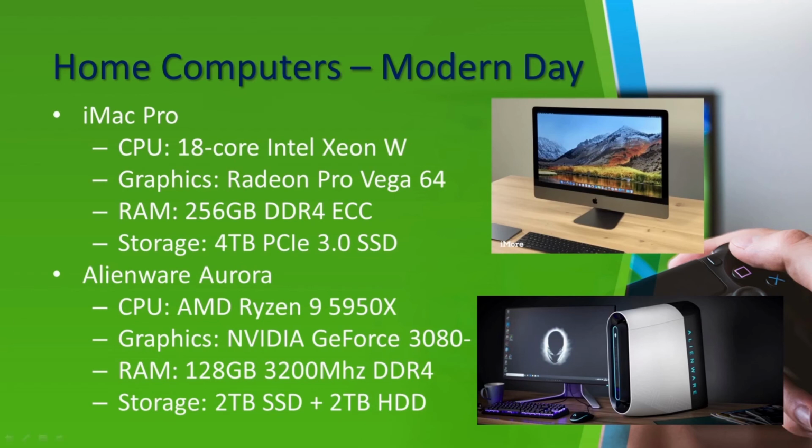Okay, so for the other side, for the Windows, we have your Alienware Aurora. For the specs, we have AMD. For the CPU, it's AMD Ryzen 9 5950X. I believe this is the latest generation of Ryzen 9. For the graphics, it has NVIDIA GeForce 3080. Okay? GeForce 3080, or the GeForce 3000 series, is the latest version of your NVIDIA RTX cards. For the RAM, it has 128 GB of 3200 megahertz DDR4, and for the storage, it has 2 terabytes SSD plus 2 terabytes of hard disk drive.